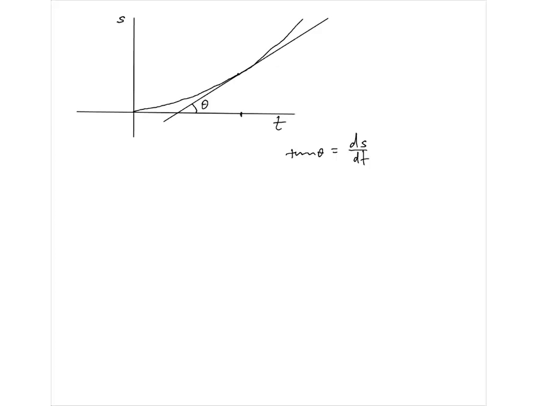Then, if we say that v is ds by dt, then it also means that s will be, let me write one more step, s would be integral v dt from initial time to final time.